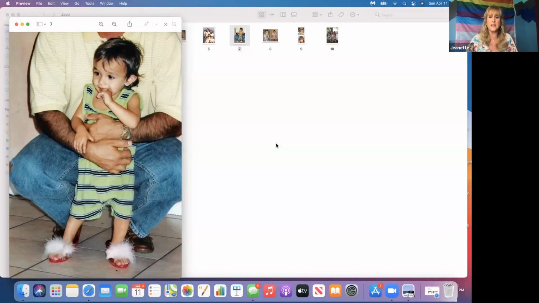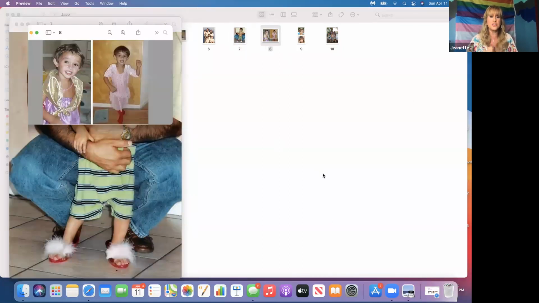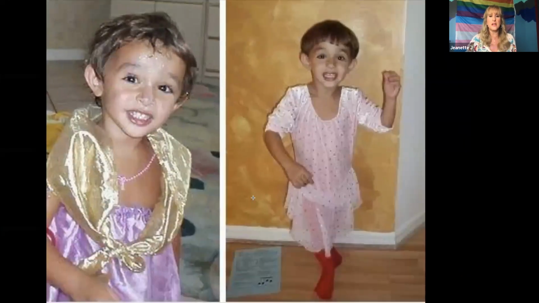So here, number 8 is a picture of Jazz constantly wearing girls' clothes. This is at age 2 and 3 and 4. This is what Jazz looked like. We're gonna make that a little bigger. You can see she was always dressed as a girl. And my husband and I said, you know what? This is more than a phase. This is just getting stronger. She's insisting she is a girl. I want to find out more about this.